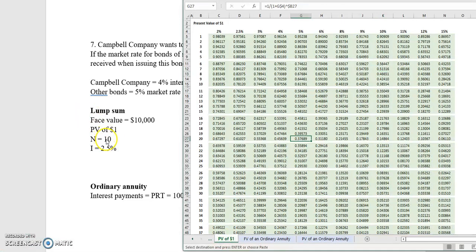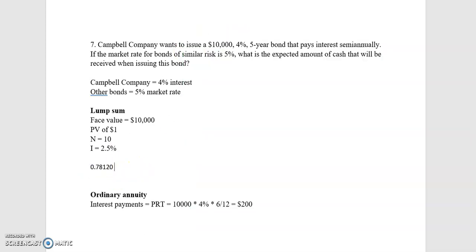Present value of a dollar, this is 2.5%, 10 periods. So we have our factor. We are going to multiply that by the future value to find our present value. All right, so a $10,000 payment that's going to be made in 5 years has a present value factor of 0.78120.